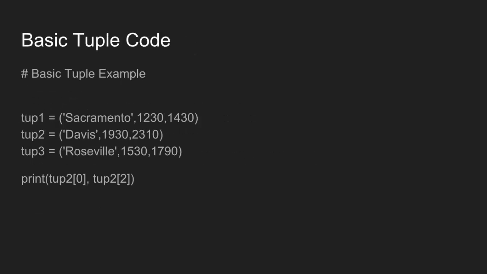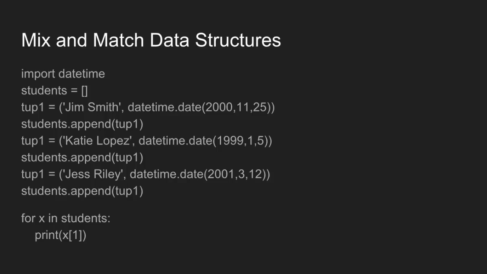Let's look at some simple tuple code, and here we have 3 tuples, and sometimes they're pronounced tuples, or tuples, but we have tup1, tup2, and tup3, and each of these has 3 elements. It has a city name, Sacramento, Davis, and Roseville. Then we have, for example, the rent prices, which may have been 10 years ago, and the current rent prices. So we have basically 3 elements for each tuple, and now we can print based on position tuple 2, the 0 position, which would be Davis, and we can print tuple 2, second position, which is the highest rent in Davis, or the most current rent.